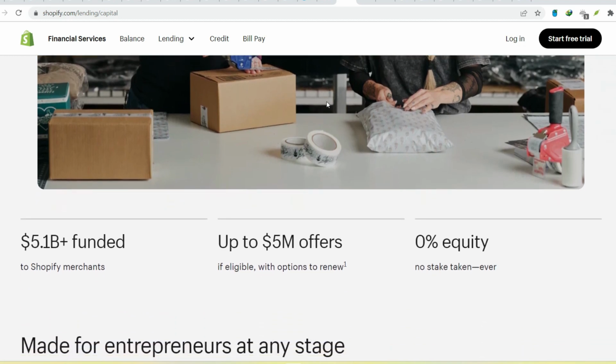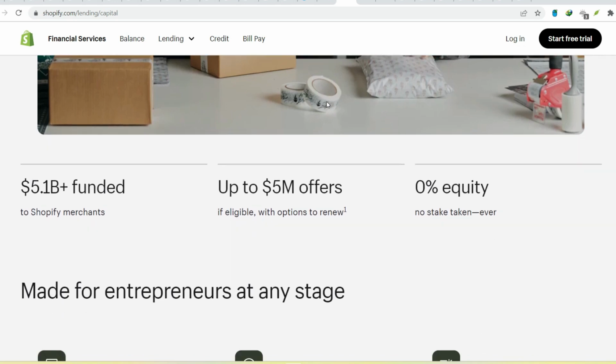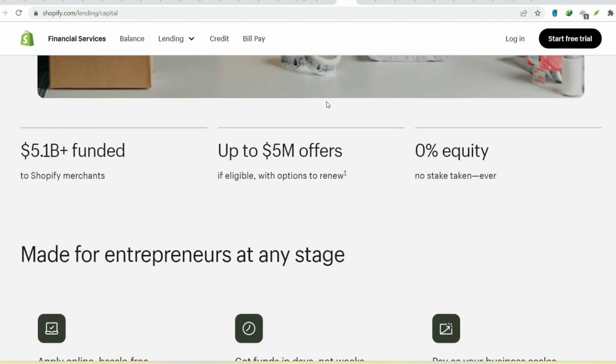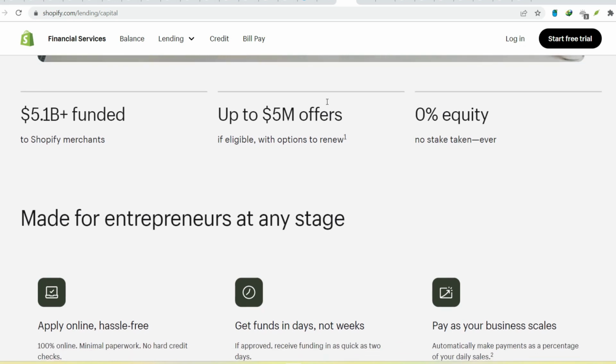Cons. Potentially higher costs. While the factor rate might seem straightforward, it can translate to a higher effective interest rate compared to some traditional loans, especially for larger advances. Limited transparency. The lack of a clear interest rate can make it difficult to compare Shopify Capital to other financing options. Early repayment penalty. There can be penalties for repaying your advance early, which limits your flexibility.